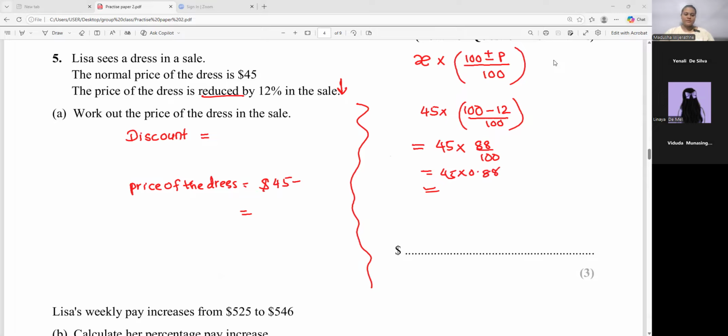$39.6. Since this is currency, add a 0: 39.60. If we do it separately, find the discount first. 45 times 12 over 100. 45 times 12 over 100 is 5.4.